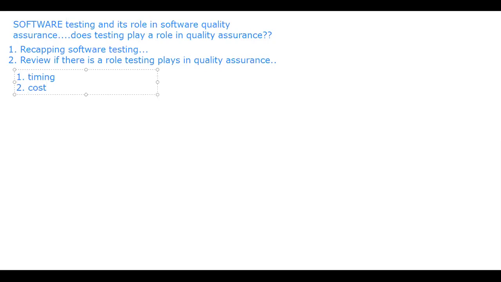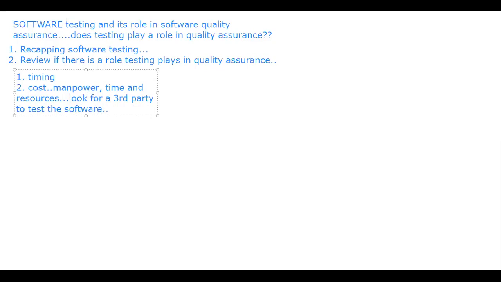Testing costs. It costs people, it costs manpower, and it costs resources. So it costs manpower, time, and resources. So it's costing. And what do I mean by costing? Because you have to look for a third party to test your software.